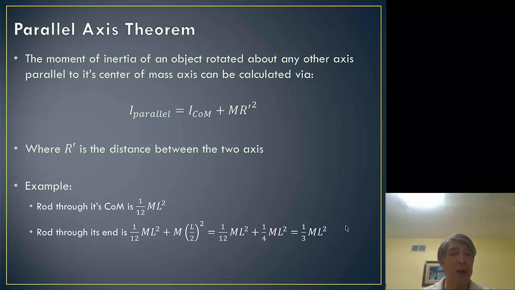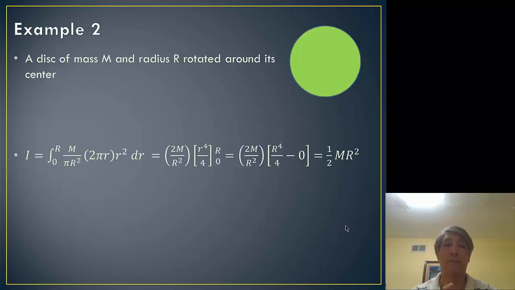Okay, so looking at that rod example, the rod through its center of mass was calculated to be 1/12 M L squared. But the rod through its end now has an R prime of L over 2, remember, because I'm now rotating it about one of the ends. And so it becomes 1/12 M L squared plus M times (L over 2) squared, or the same 1/3 M L squared. Conceptually, it's important to remember that it's always going to increase as I move farther and farther away from the actual center of mass. The moment of inertia will constantly increase as I move farther away.